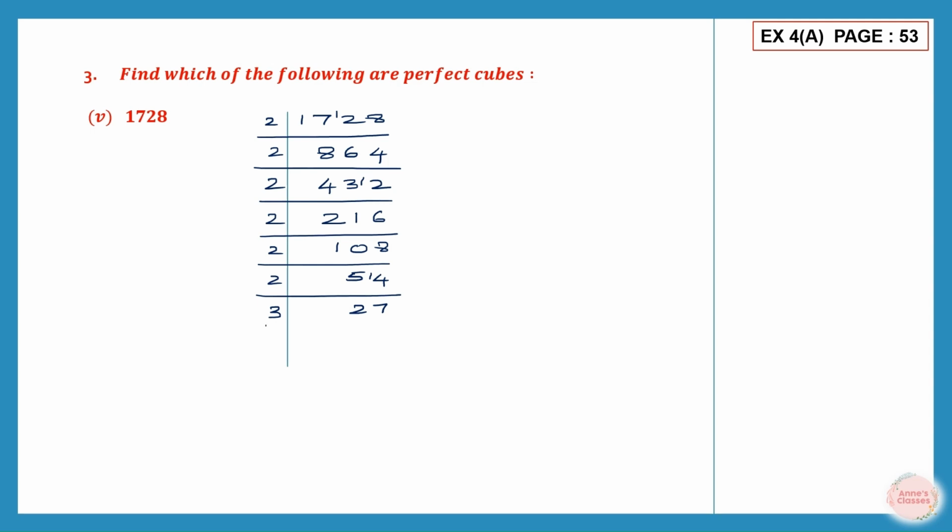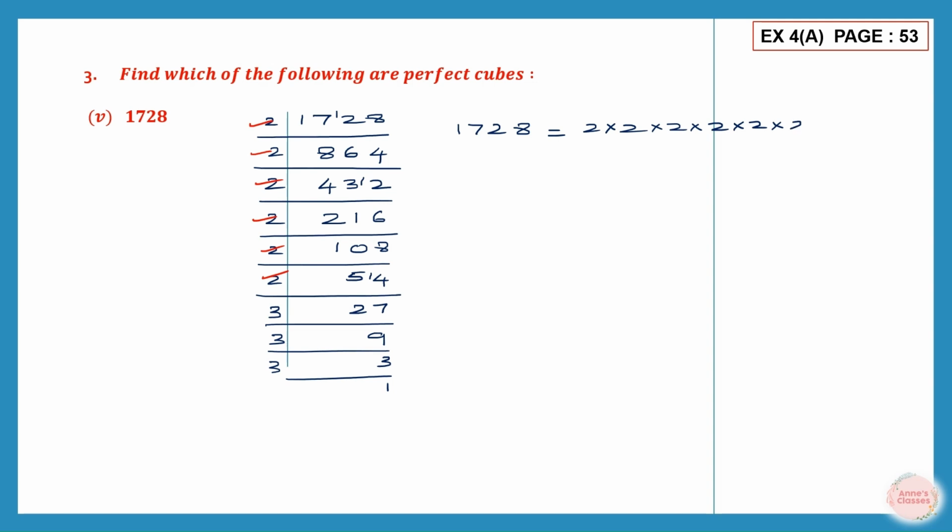Now we're going to use 3. 3 9s are 27, 3 3s are 9, and 3 1s are 3. So now let's write all the prime factors of 1728. Let's take all the 2's first. We have 6 2's: 1, 2, 3, 4, 5, and 6. Now let's take all the 3's. We have 1, 2, 3. So that is 3 threes.